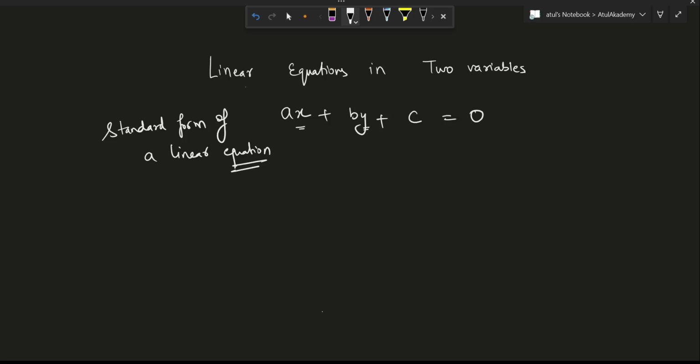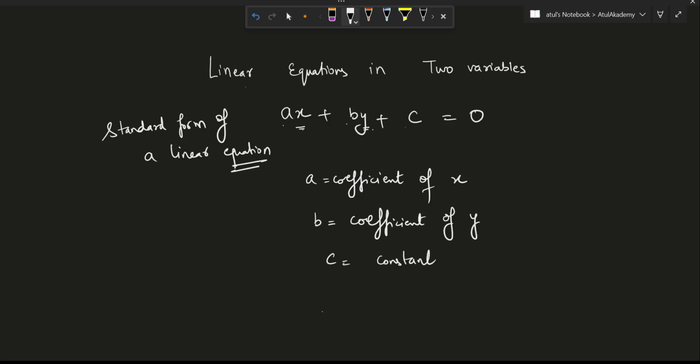It has two variables x and y. A, B, C are coefficients or constant terms. So A is the coefficient of x, B is the coefficient of y, and C is the constant term. This is only one equation.